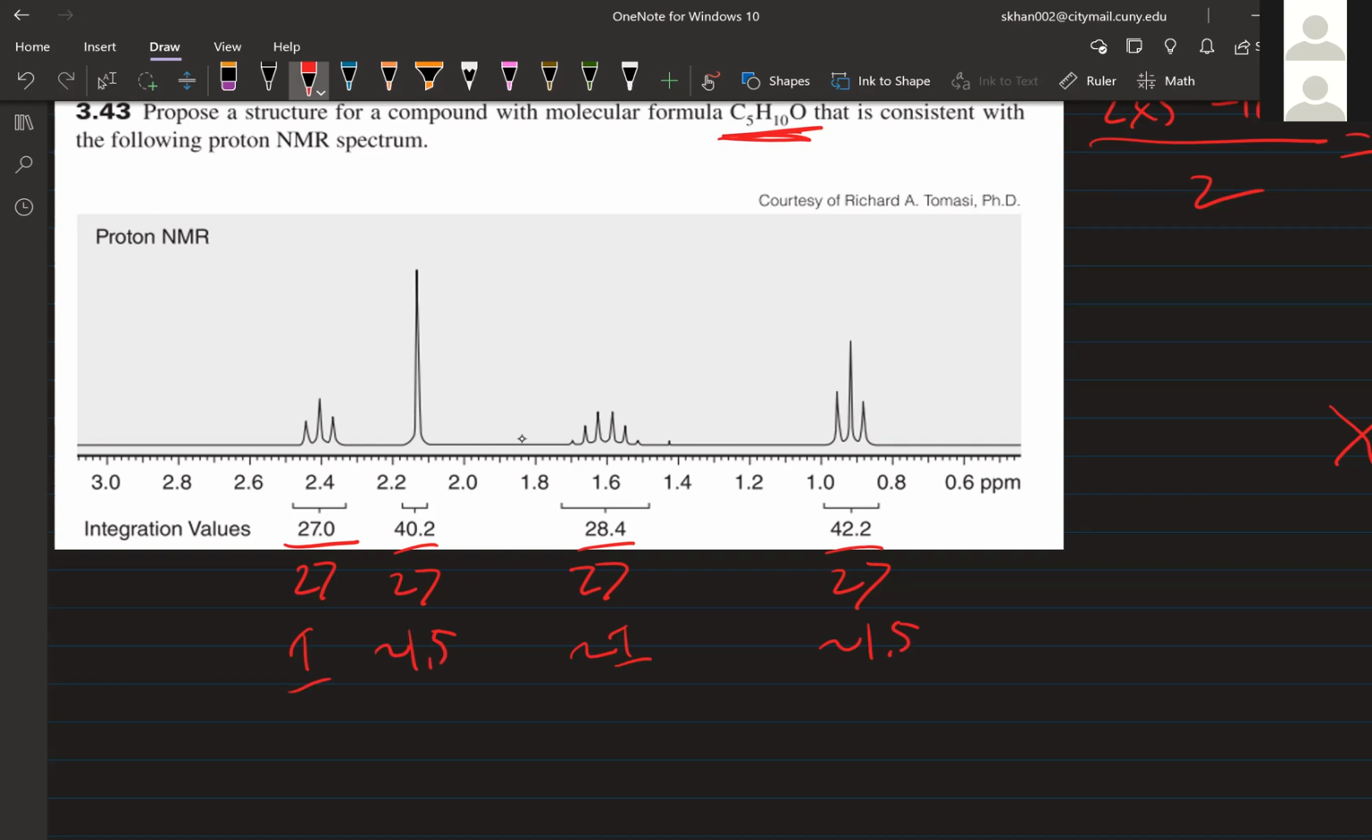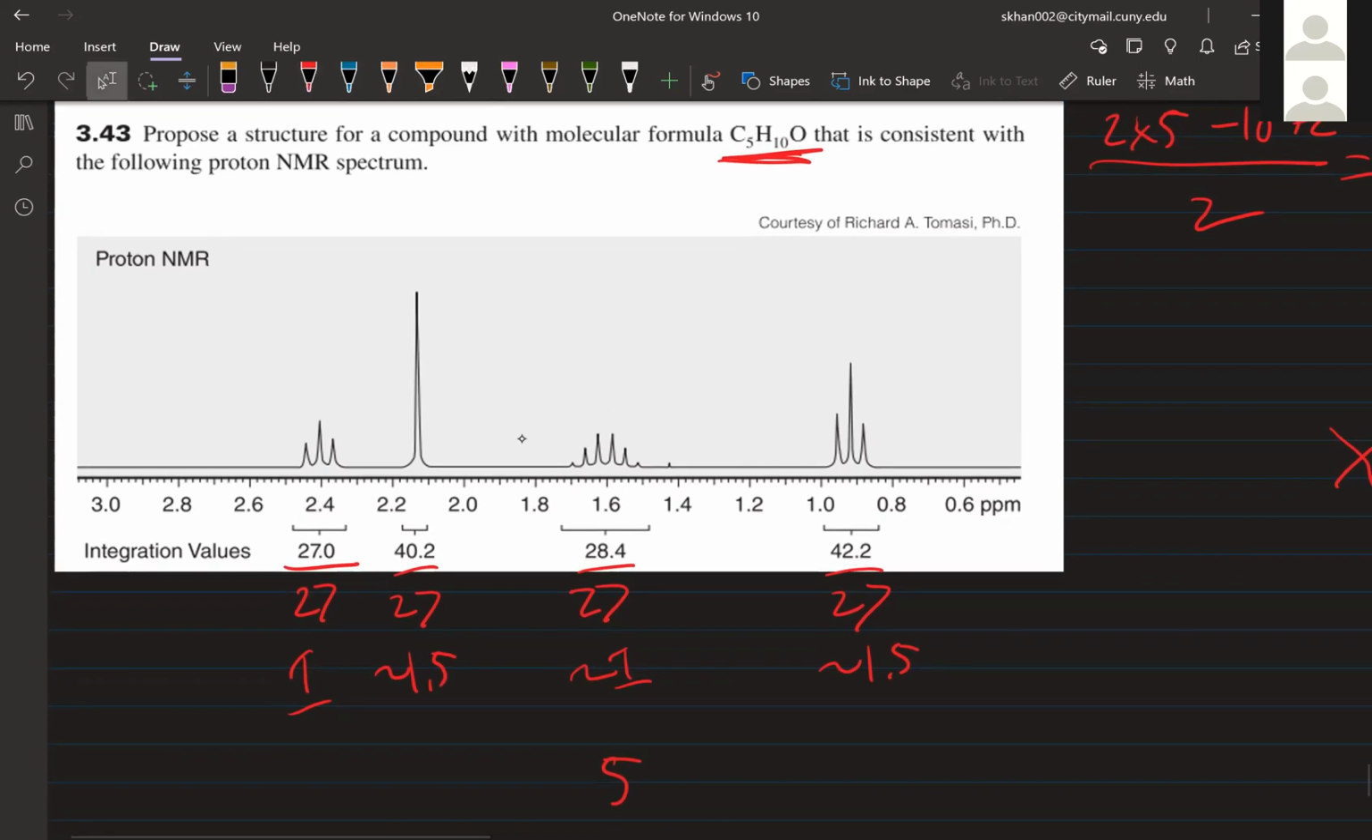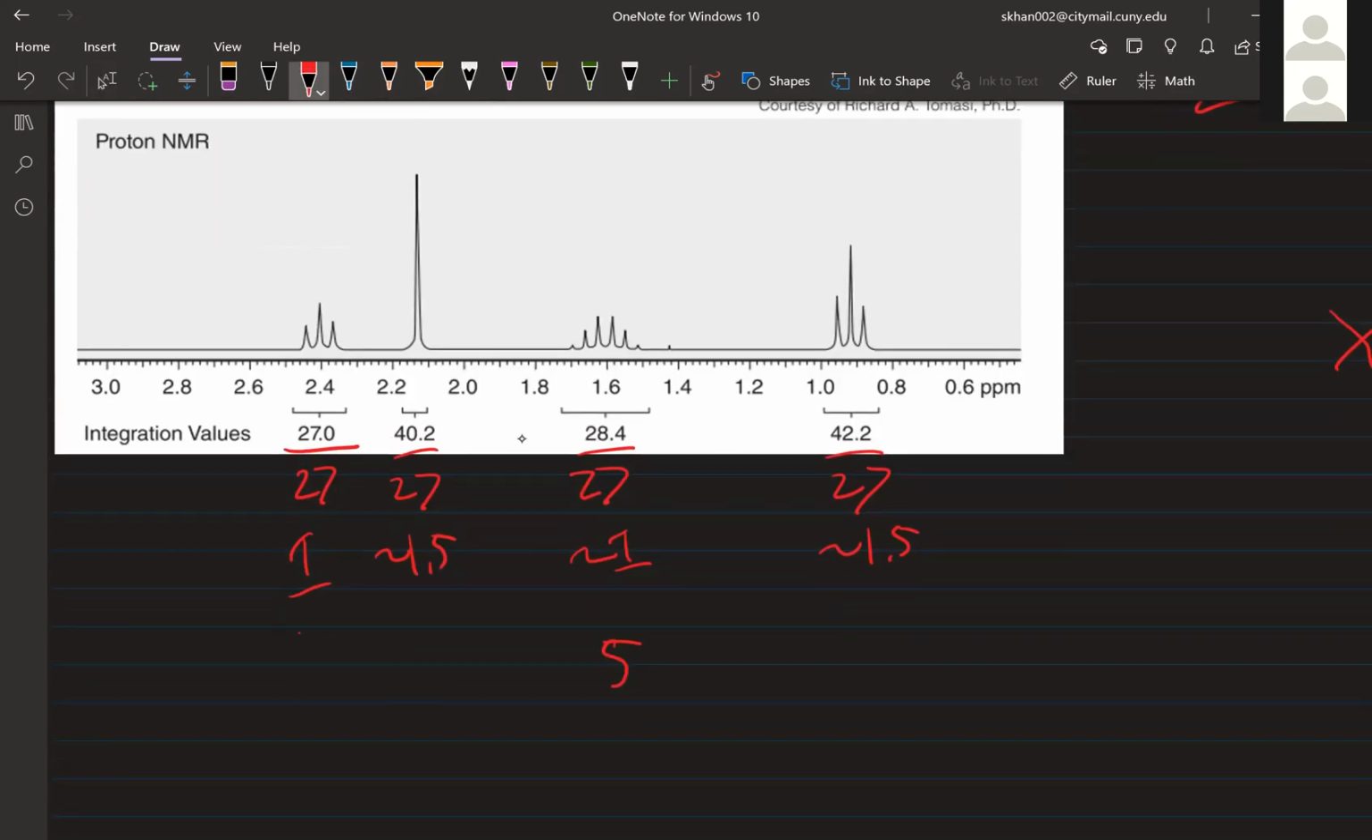So sometimes you do get that half number, right? But if we count these all up, 1 plus 1 is 2, 1.5 plus 1.5 is 3. We have a total of 5 hydrogens. How many do we have here? 10, right? We have 10 in the molecular formula. So now if you multiply all of these by 2, you get whole numbers. This is why sometimes when you get 1.5 or 2.5, or a half, you might just have to multiply by 2.